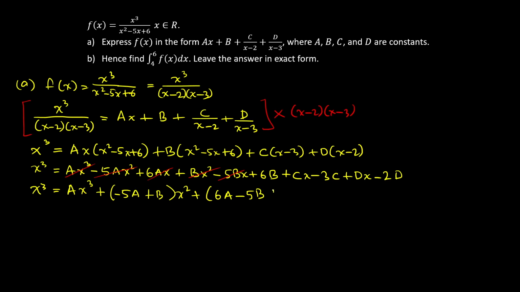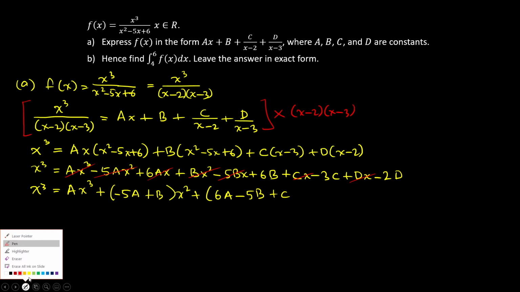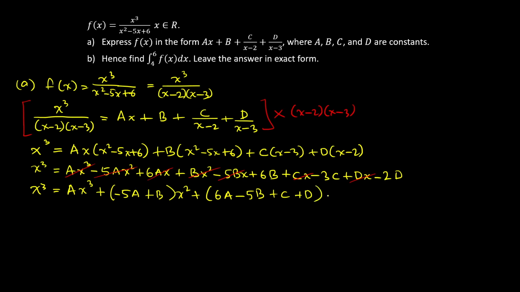Minus 5b, and then plus c, and then plus d. Cut out minus plus cx, and then dx. So plus d, close bracket, x here. And then the terms without any x, that is 6b, cut out here, minus 3c, minus 3c, and then minus 2d. I think we have done everything. We have captured everything here.